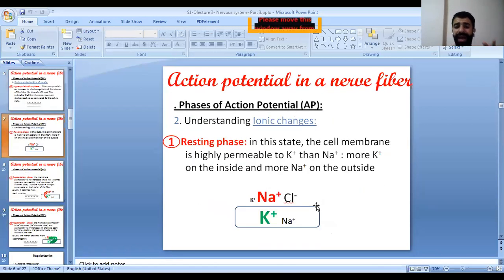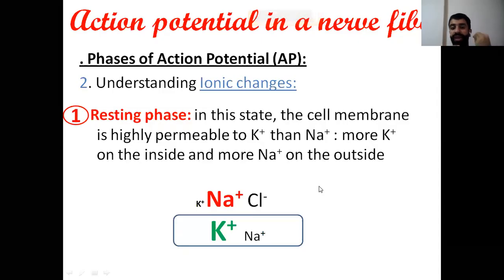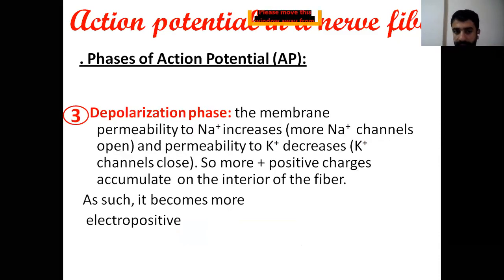Okay? While at the level of the ions, let's talk about the resting phase. As you know, in the resting phase, the cell membrane is more permeable to K plus than to Na plus. So more K plus will be on the inside, and more Na plus will be on the outside. And this will explain this result. So in the resting state, the cell membrane permeability for K plus is higher than that for Na plus. So more K plus will enter and Na plus will go out. That's why the interior becomes more electronegative.